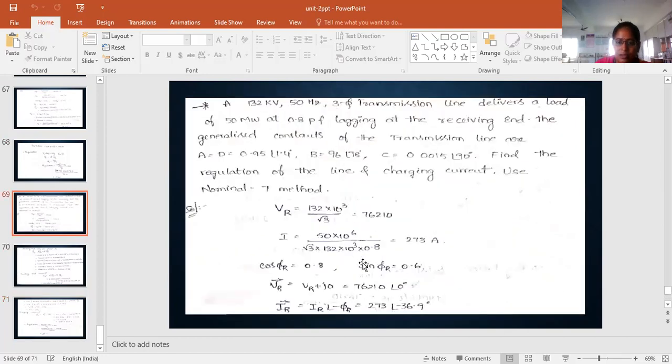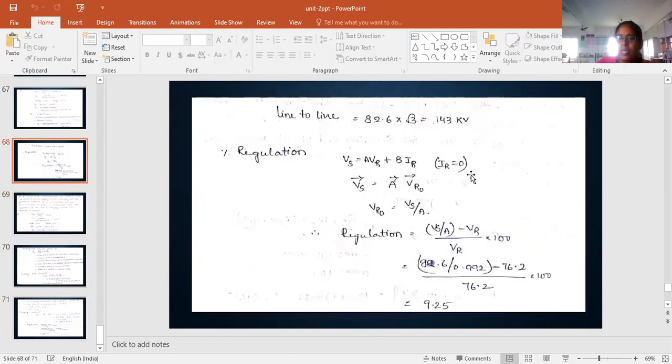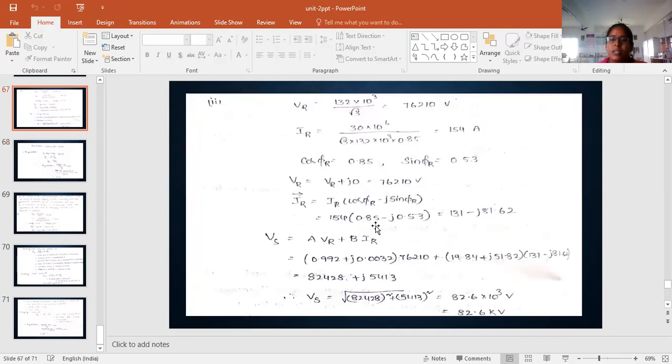See here, at no load IR equal to 0 and Vs equal to A into VR plus B into IR. So Vs equal to A into VR naught, VR naught equal to Vs by A. That value substitute here. In any problem we can do the percentage regulation in the same manner. These are the problems based upon the nominal T method, and the nominal pi method also we can use, but formulas are different, but the method is same for the calculations.